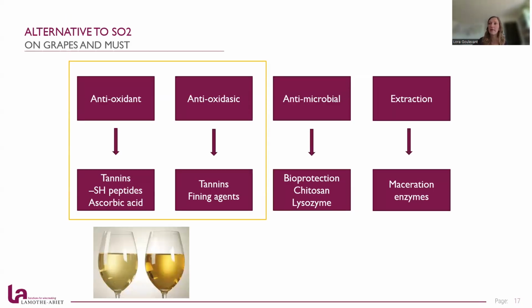Now, let's talk about oxidation. Oxidation is a major concern when we're talking about grape processing and must. Oxygen plays a very big role in winemaking and wine quality. It can be detrimental for the wine, so it's important to understand the different oxidation reactions and how to control them. We have different alternatives and solutions to not use SO2, but to keep protecting your grapes and must from any oxidation and oxygen.